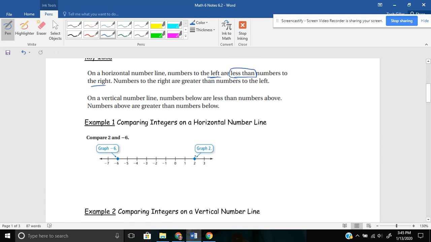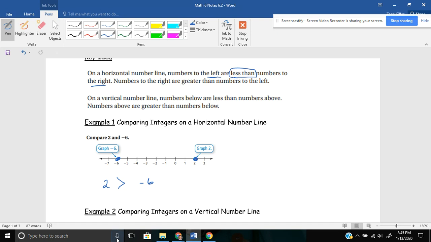Okay, so what does that look like on a number line here? Well, example 1 says compare 2 and negative 6. The first step you would do would be to create a number line, which they've already done for you, and then graph negative 6 and graph 2. And now think to yourself, which one is further to the left? Well, negative 6 is further to the left, so that's going to be less than. And 2 is further to the right, so that's going to be greater than. So if I were to compare 2 and negative 6, 2 is further to the right, so it's greater. So Pac-Man will eat the 2 then, or the alligator, or however you learned it.